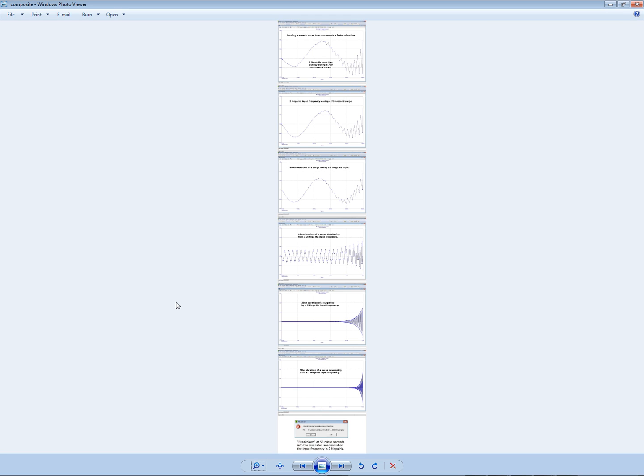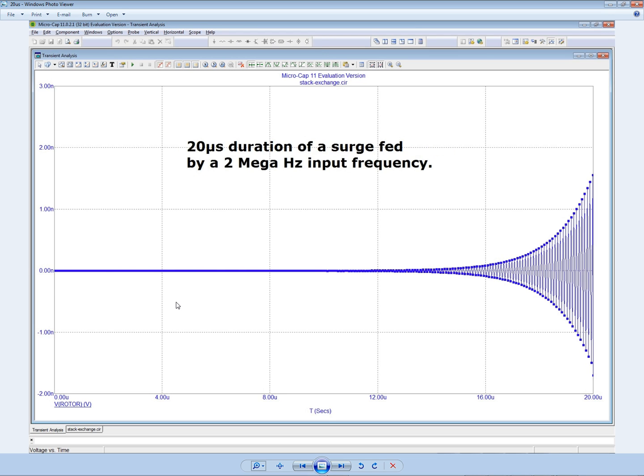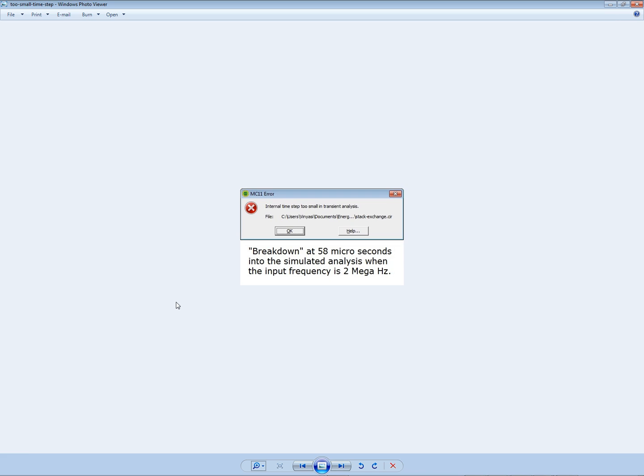Anywho, here we go. This is it. I put them all together, but they are separate. So here's 50 microseconds duration. Oh, it's going backwards. Sorry for the noise, somebody's working on the roof. So let's go to the beginning.